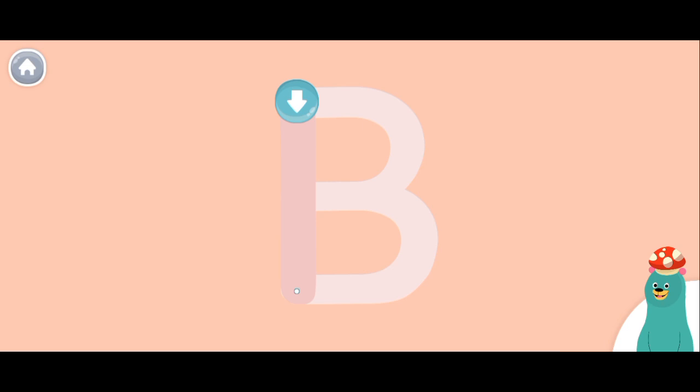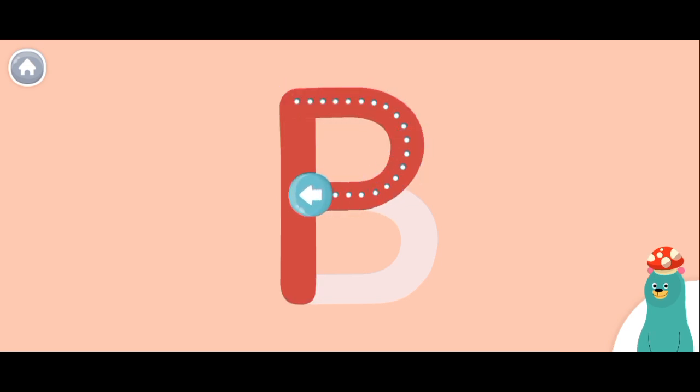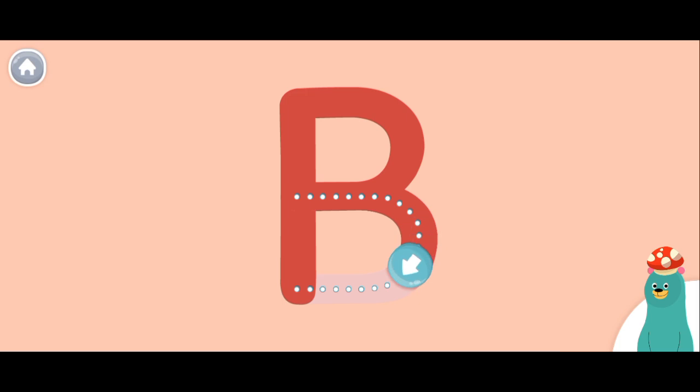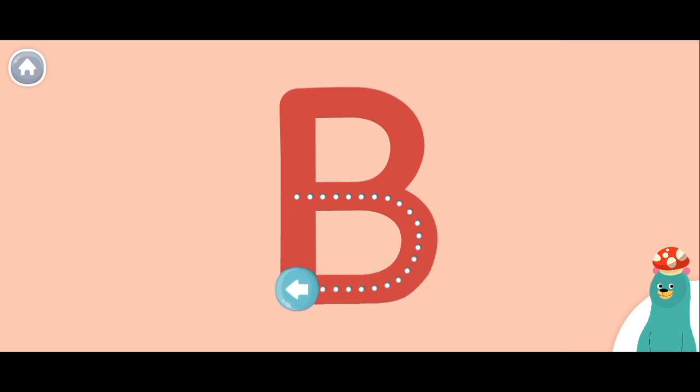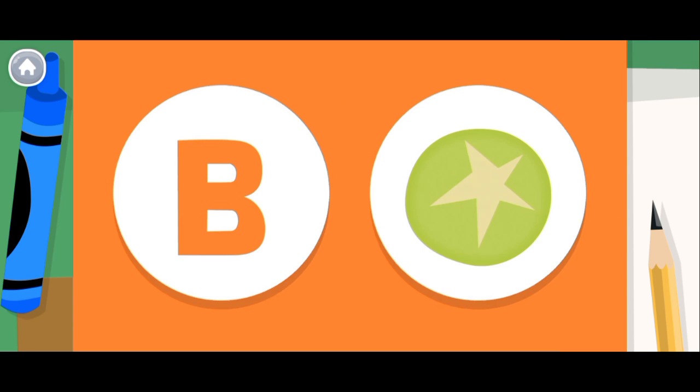Next, B. B says B. Can you say it with me? B. Let's trace the letter B. Good job. B for ball. The sound is B. B for ball.